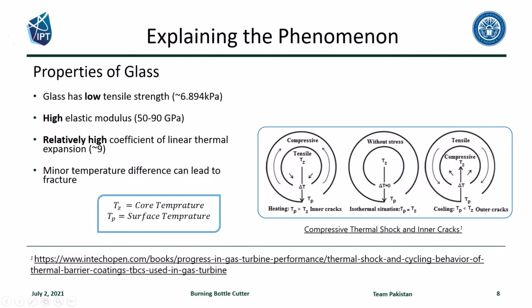Now, if you look at this diagram, which is labeled compressive, this is our case. TP is the surface temperature and TZ is the core temperature. We light the surface, so the surface temperature rises and becomes hotter than the core temperature, and this produces this delta T, the temperature difference. And when we put the whole system into water, the temperature difference is exaggerated, and thus this leads to the fracture due to thermal shock.